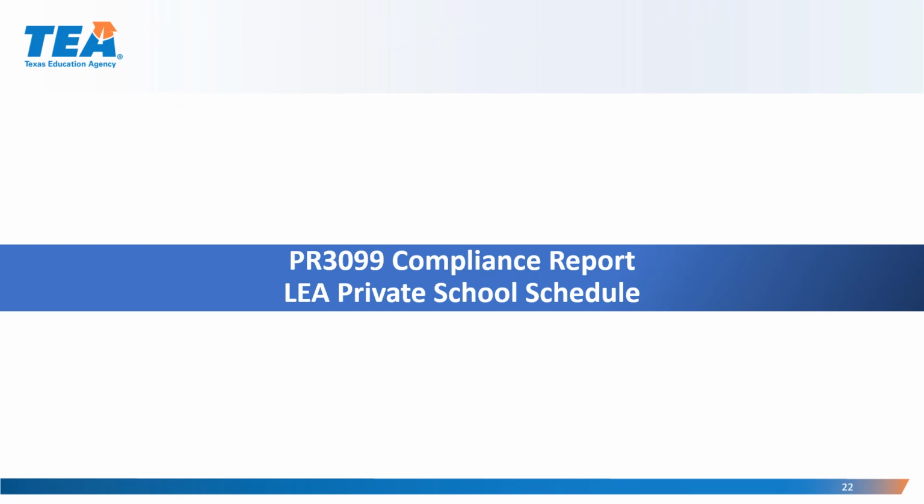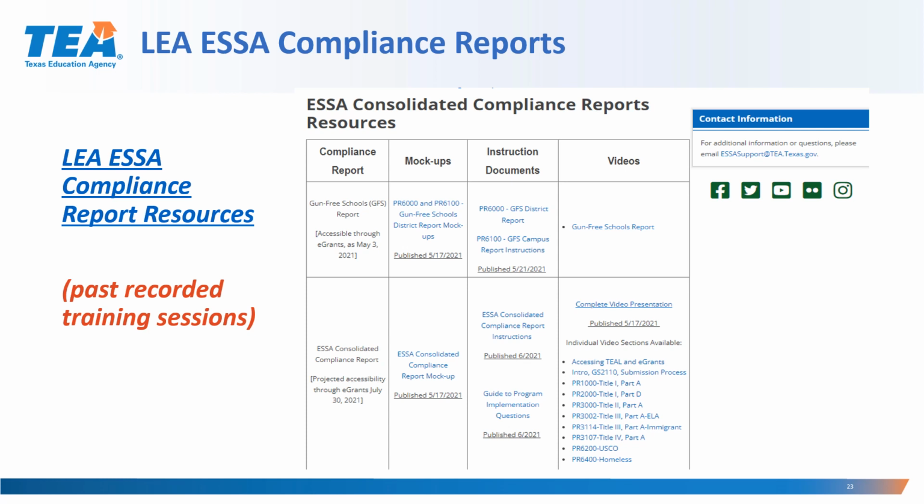The PR 3099 Compliance Report is the LEA private nonprofit school schedule. The LEA ESSA Compliance Reports is located on the TEA webpage. This is a snapshot of what you may find currently on the Compliance Report Resources webpage. You may locate past recorded training sessions and documents regarding the PNP Compliance Report.